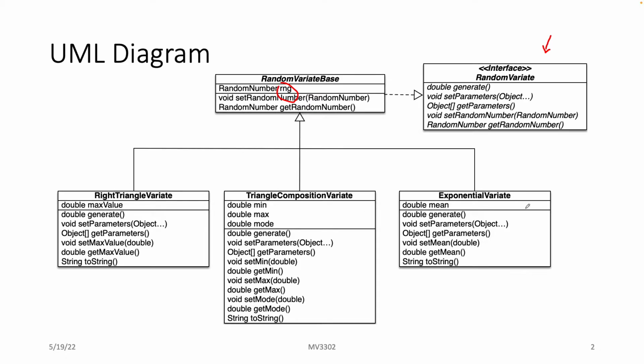And so here are 3 concrete classes, and the right triangle variate is one that we did. We did the triangle composition variate. That's one that we did to illustrate composition, and then we also looked at exponential, and then there were a couple of others that we've done.